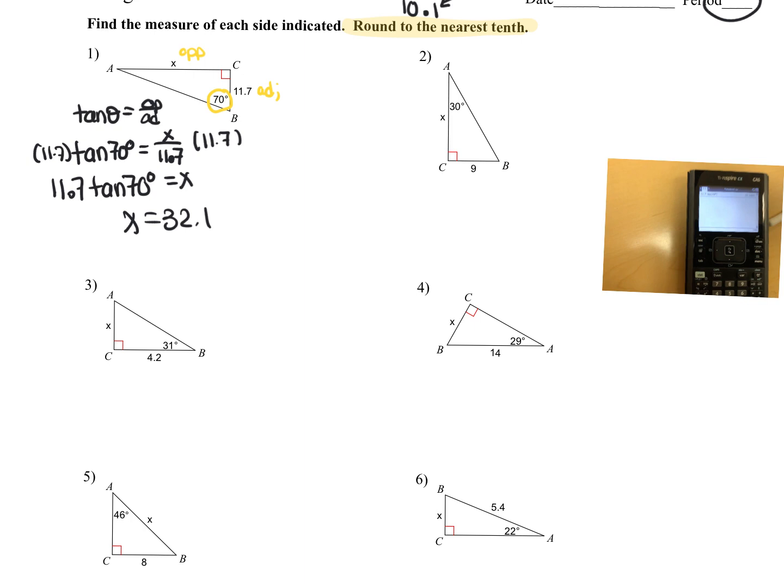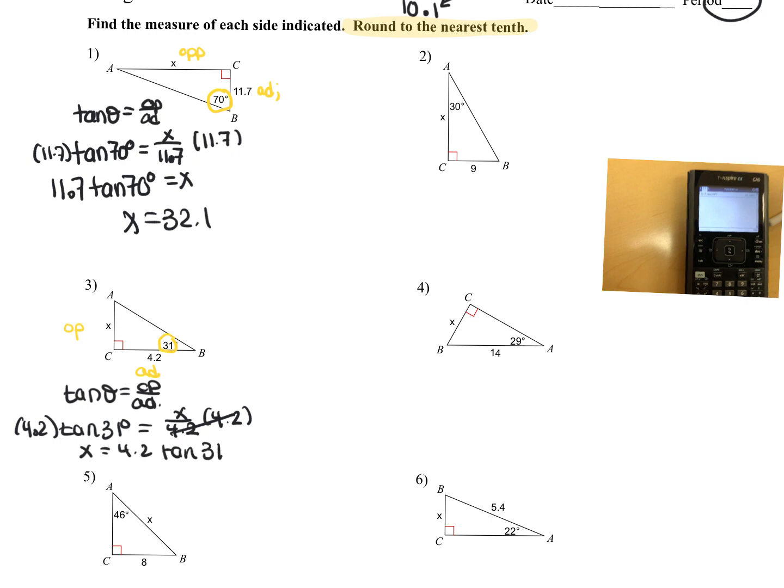So same process. I'm going to start by labeling the triangle. So here's my angle. This is the adjacent, the thing next to the angle. This is the opposite. Oh, this is just like the last one, opposite and adjacent. So I'm going to do tangent again. So tangent of an angle equals the opposite over the adjacent. So that gets me tangent of 31 degrees equals my opposite x over 4.2. You want to multiply that 4.2 over to the other side. So x equals 4.2 tangent of 31 degrees.